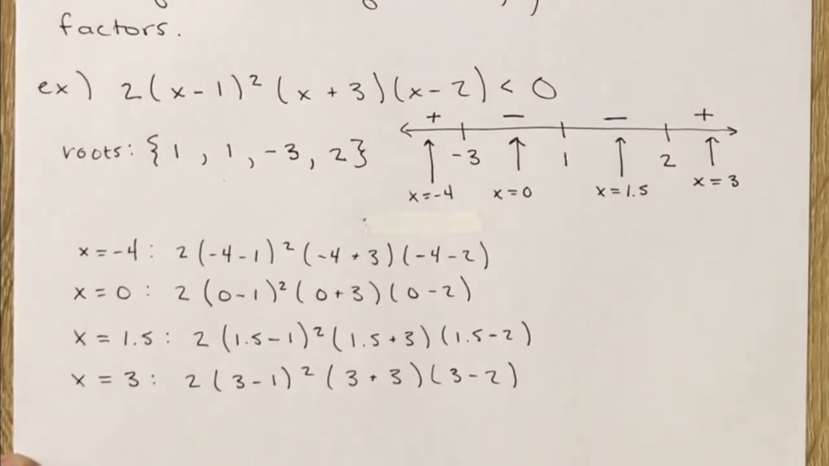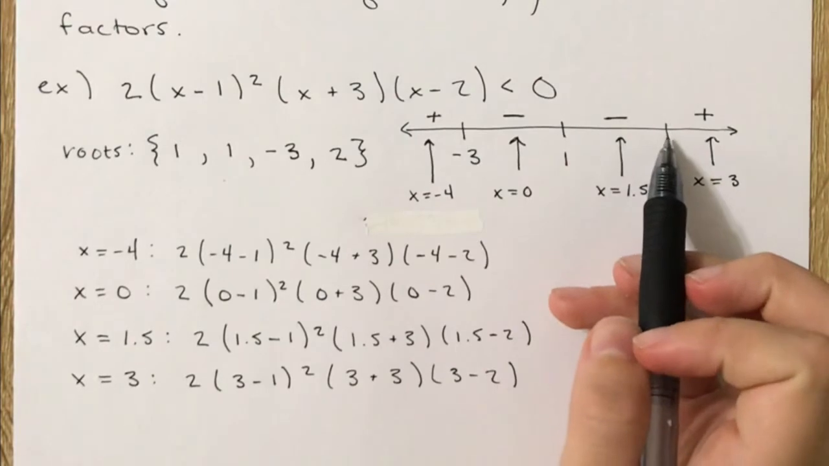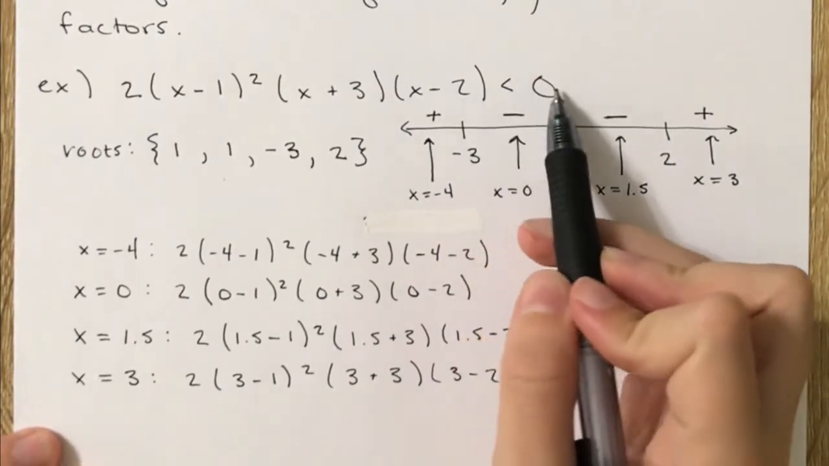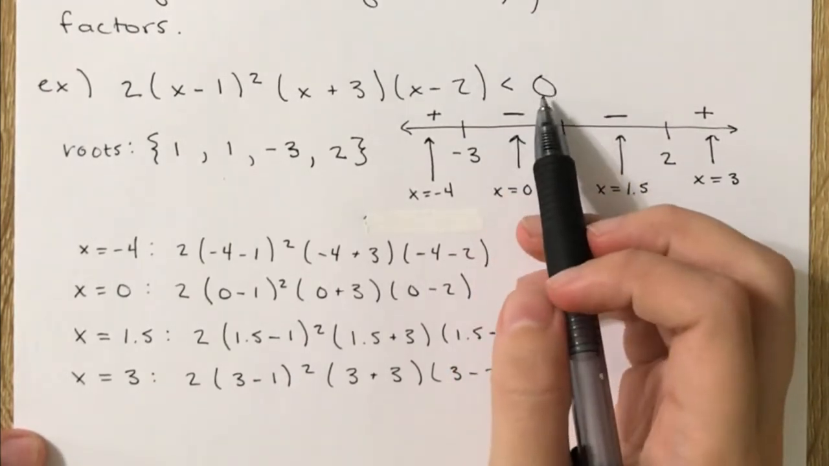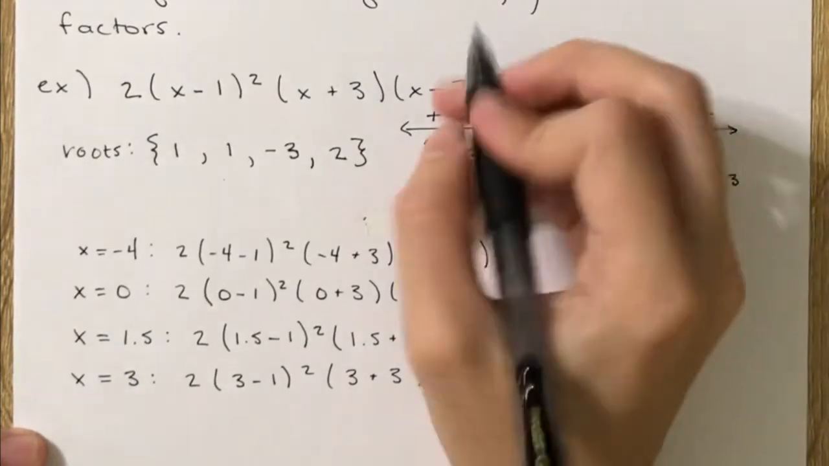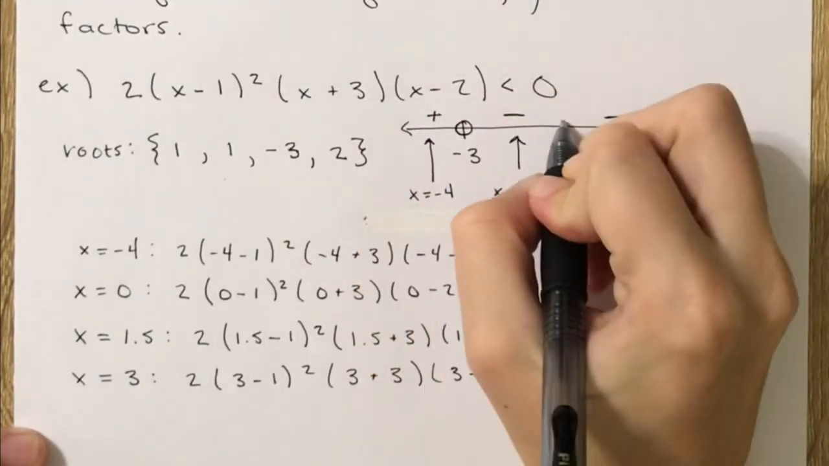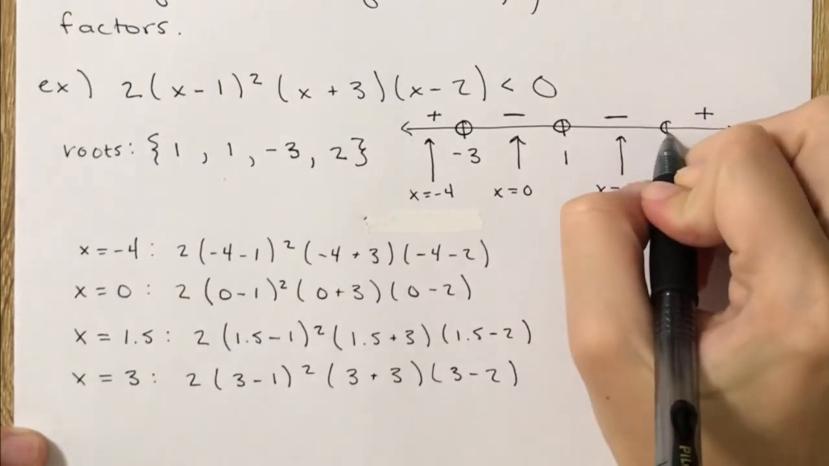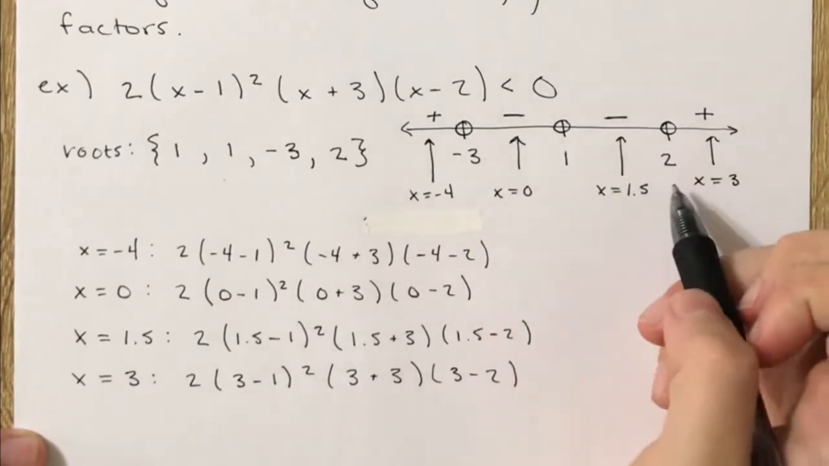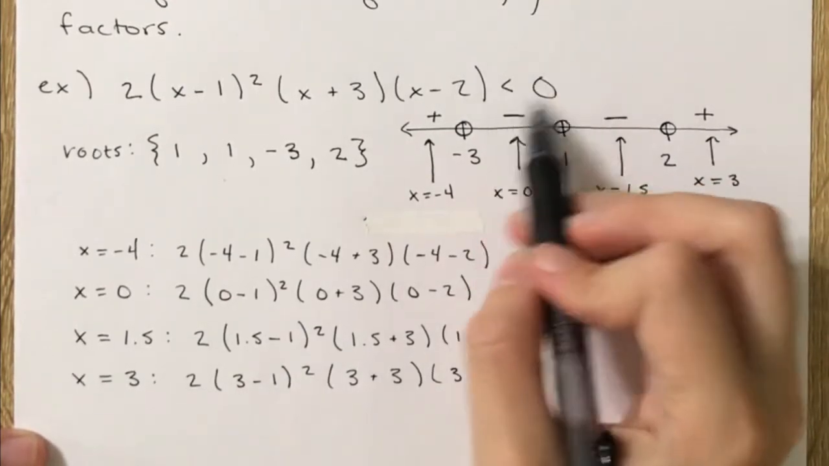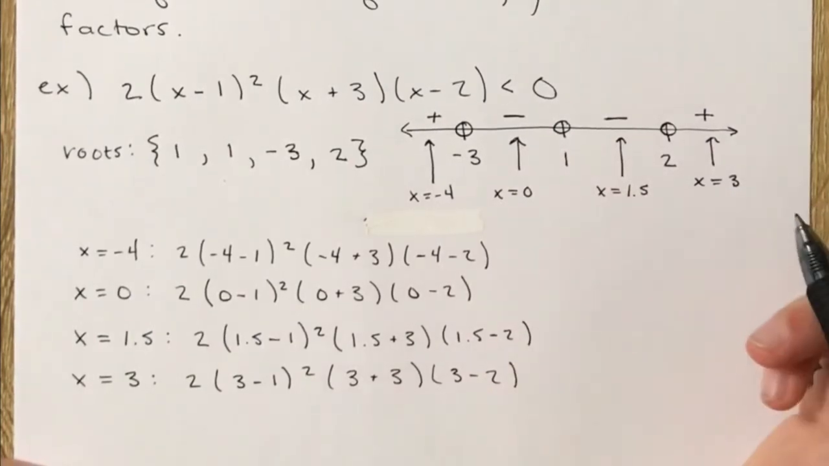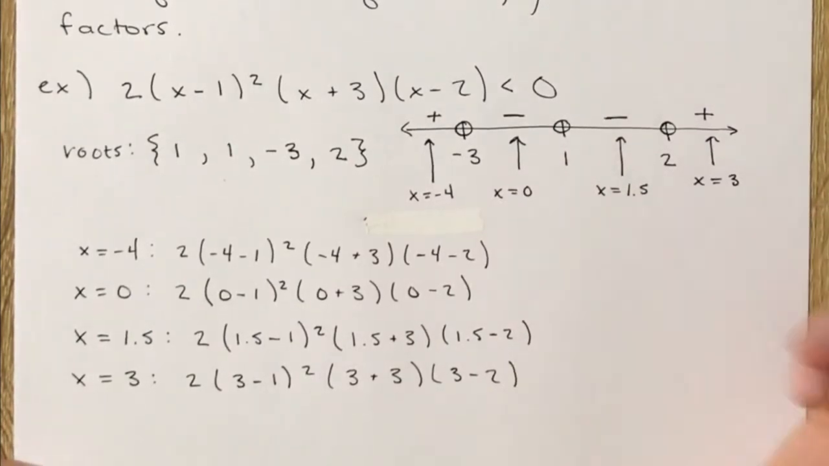Before we shade, let's figure out whether we want to include or exclude our roots. It's asking where we're less than 0, so it's not including 0 this time, right? It's not or equal to 0. So we are going to have open points. We don't want to include where the function is equal to 0. That's the meaning of a root, is that it's where the function is equal to 0, so it's open. Where are we going to shade? Well, we're asking for less than 0. Is positive or negative less than 0? Negative, right?